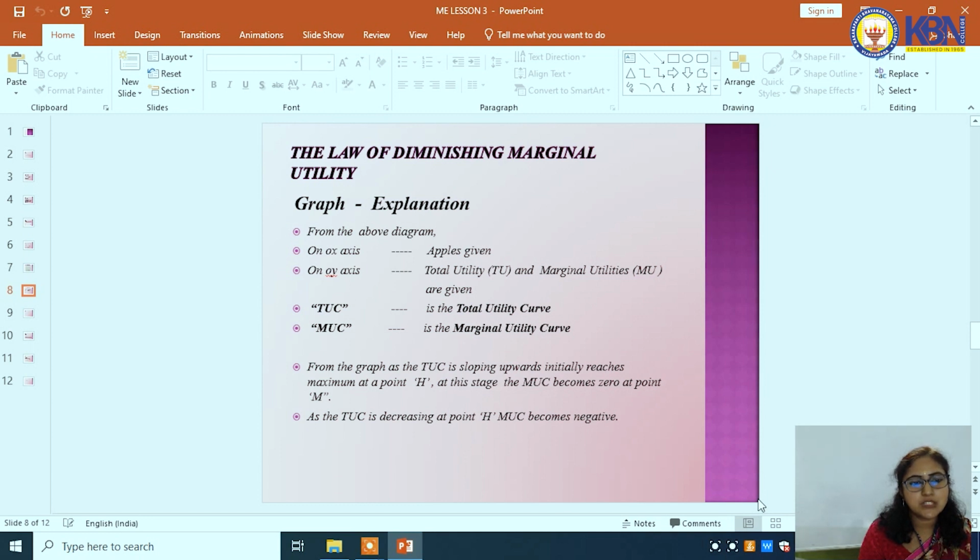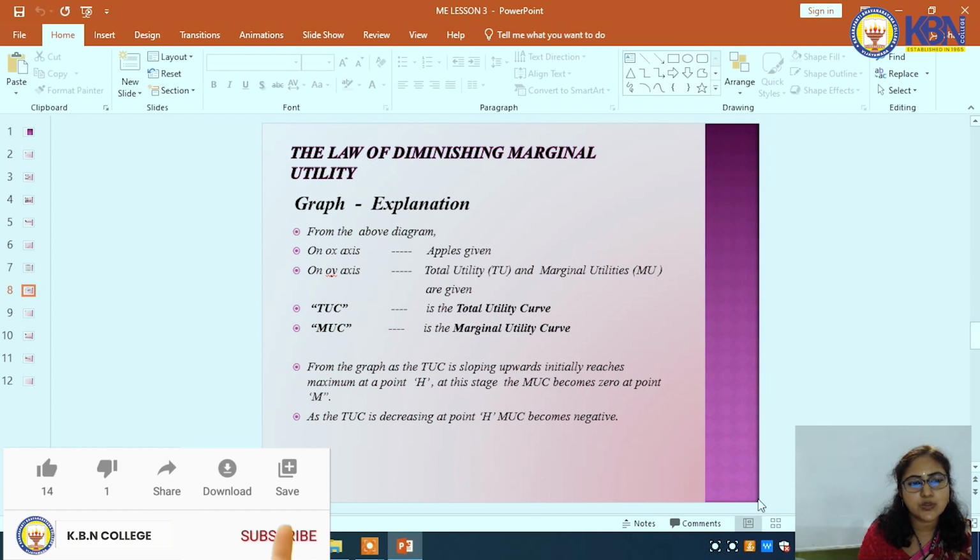Still, when we further notice from the graph, the total utility curve is sloping upwards, and initially reaches a maximum at a point called H, and at this particular stage the MUC becomes 0 at a point called M. As the TUC is decreasing after point H, MUC becomes negative.